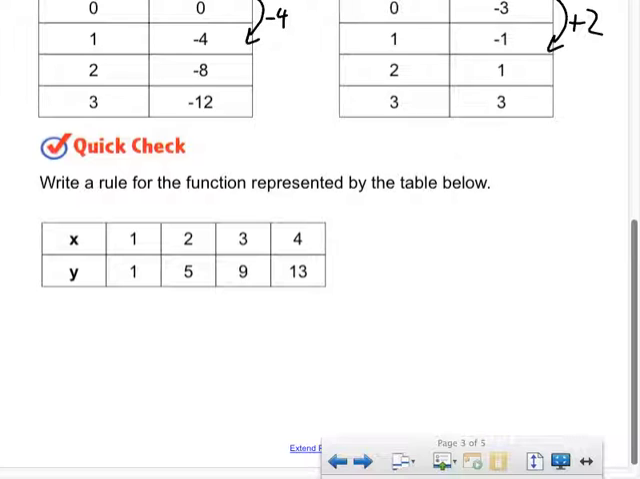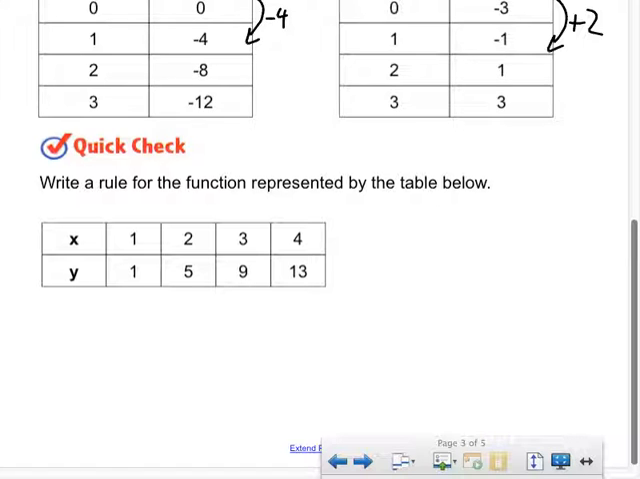Can you find a function rule to represent this table here? It's just turned, my table's not up and down anymore. It's just a T-chart sideways now. Now I walked you through 3 examples. I want you to try to figure this out.